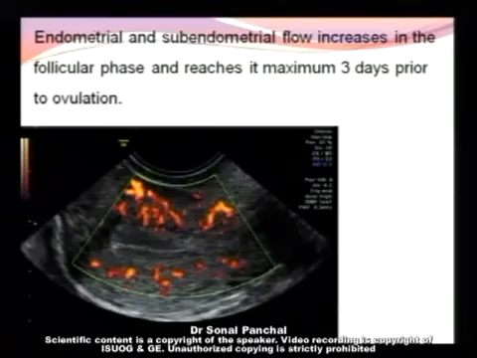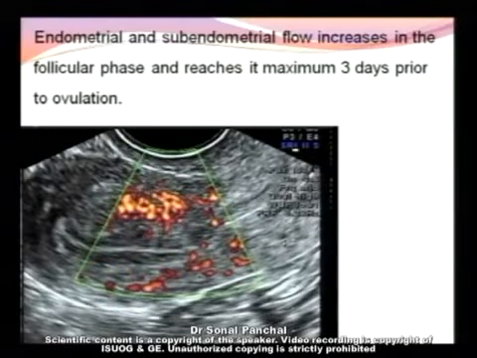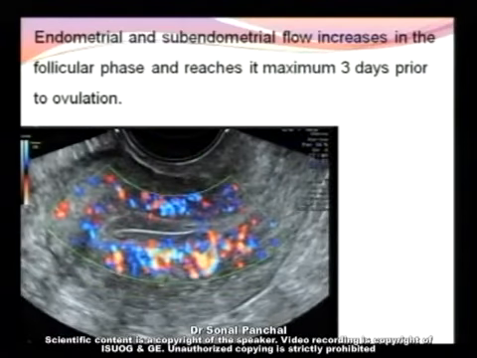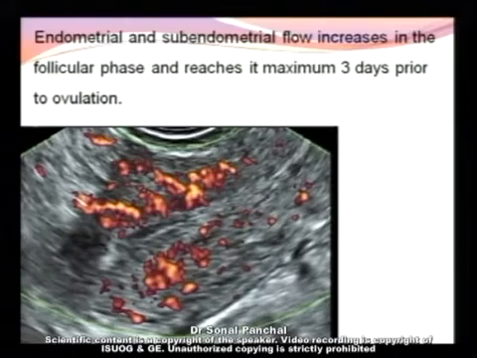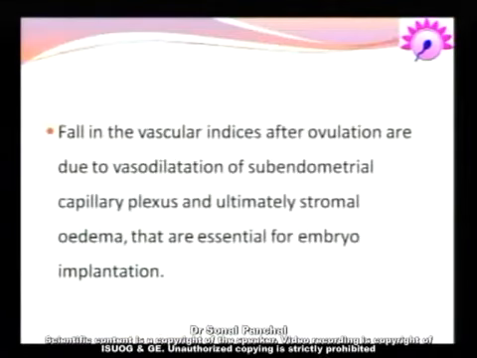Nearly the same time as the follicular vascularity, the spiral arteries also start extending towards the endometrium. And this is the pure effect of rising estrogen. Endometrial and subendometrial flow increases in the follicular phase and reaches its maximum 3 days prior to ovulation. That means the endometrial vascularity has grown even before the follicle has reached its maximum vascularity.